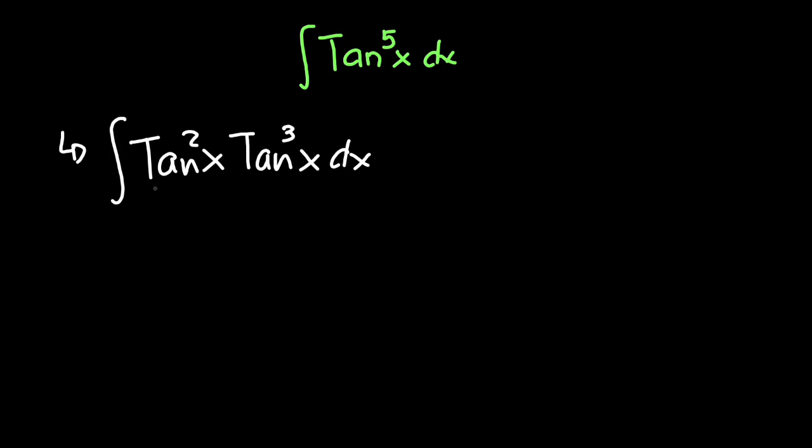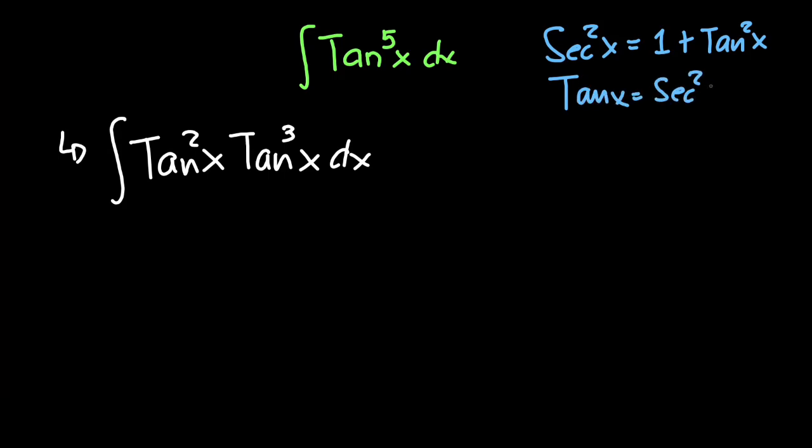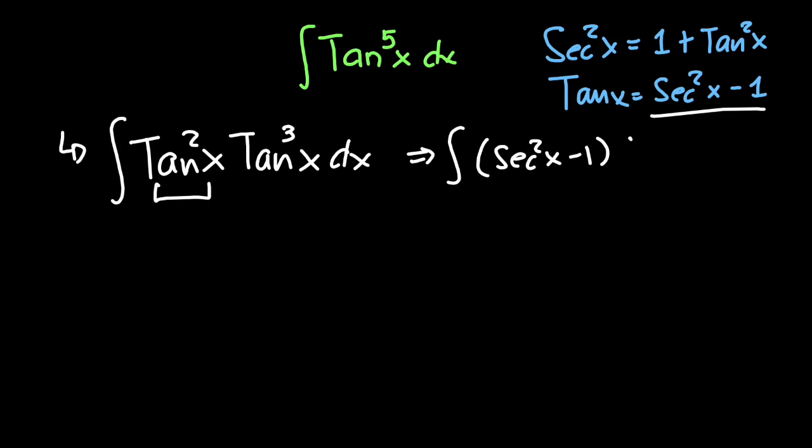The reason that we factor out 1 tangent squared of x here is because we're going to use the trigonometric identity for this. Know that secant squared of x is equal to 1 plus tangent squared of x. Since what we want here is tangent squared of x, we must transpose 1 to the other side, which makes this equal to secant squared of x minus 1. And so, replace tangent squared of x with this. So, this would be the integral of secant squared of x minus 1 multiplied by tangent cube of x dx.